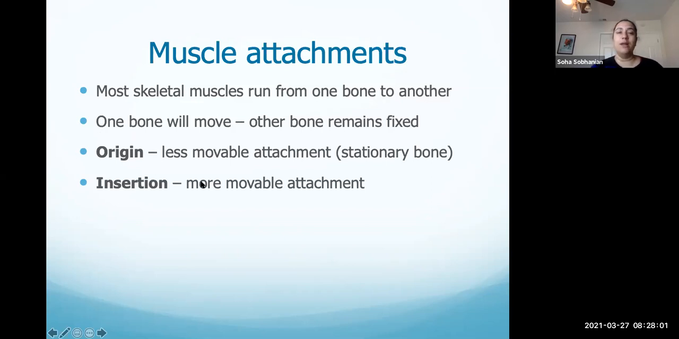And the end of the muscle that actually moves during the contraction of the muscle is referred to as the insertion. So that's the one that is going to be moving more freely compared to your origin. So let's take a look at a picture.